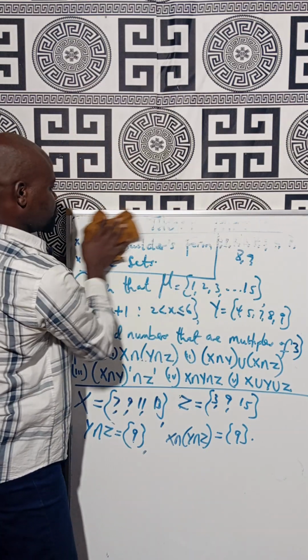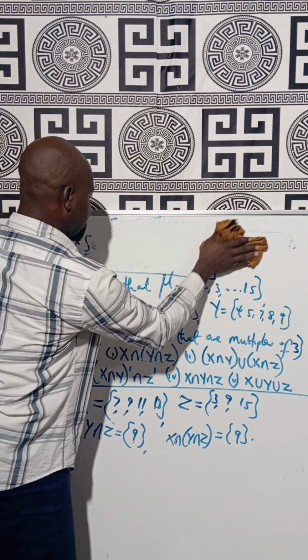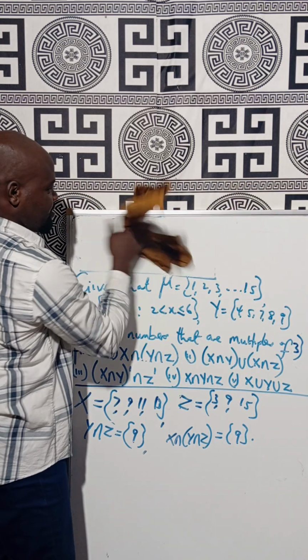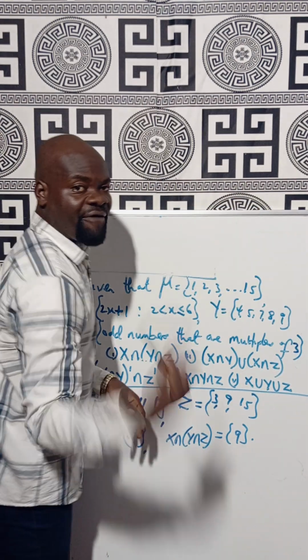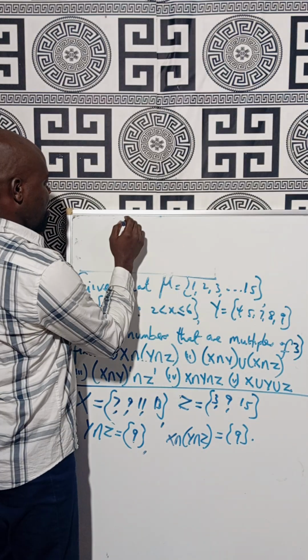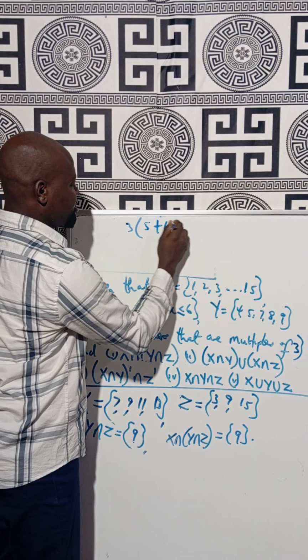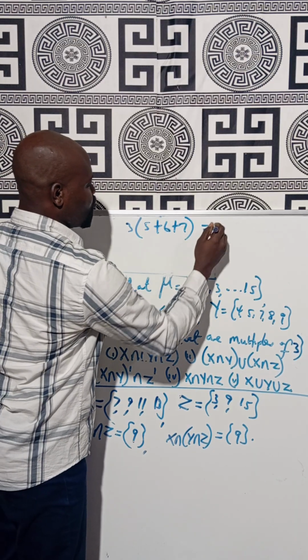Please permit me to clean this topic so I can understand better. Let's say we have something like this in maths. If you have 3 into brackets, let's say we have 5 plus 6 plus 7. What is that going to be?